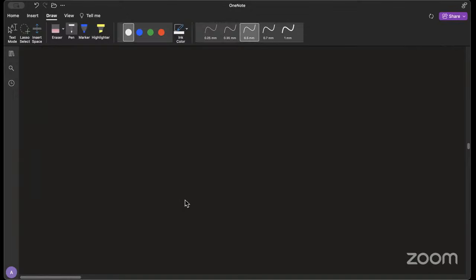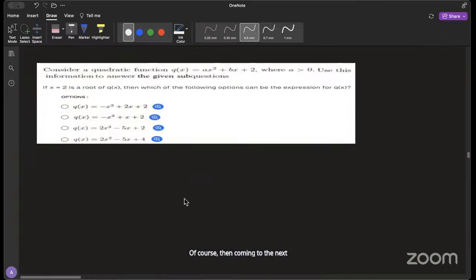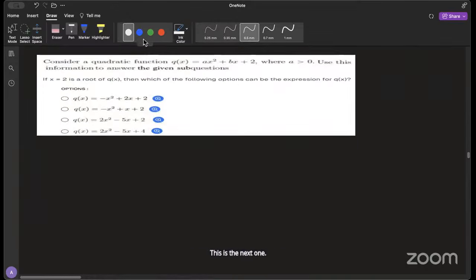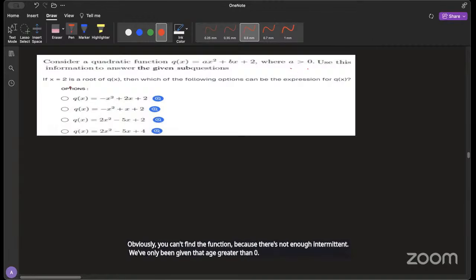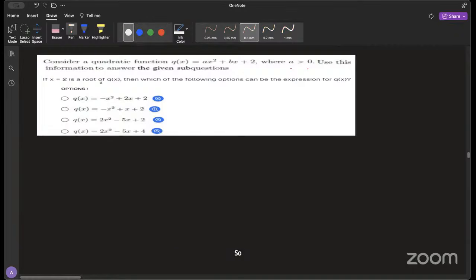Okay. Then coming to the next question. This is the next one. You've been given the equation of a quadratic function where a is greater than 0. This one's very simple. You have to find which of the possible options. Obviously you can't find the function because there's not enough information. You've only been given that a is greater than 0, and then that one of the roots is 2. So using these two things, you have to find the equation.